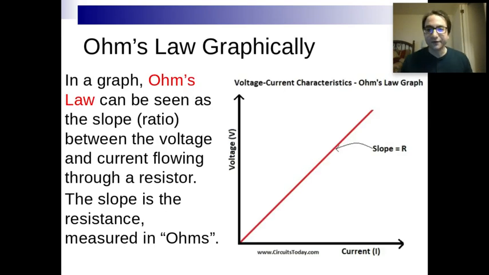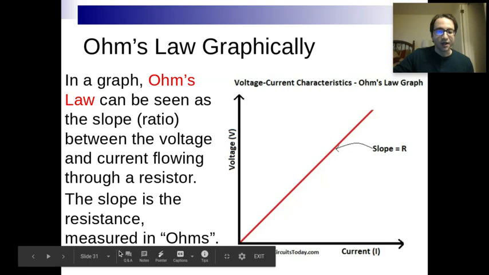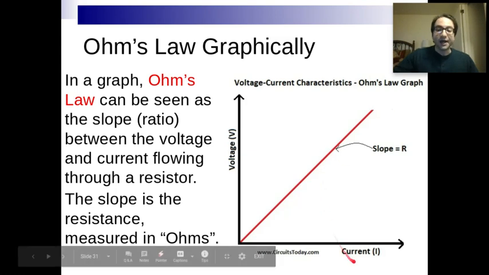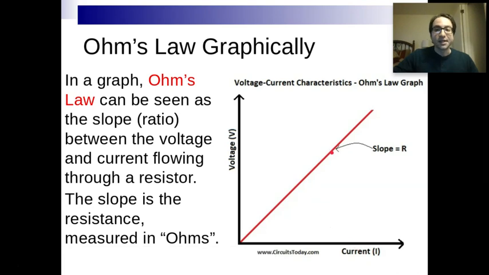So here's a graph of voltage on the y-axis and current on the x-axis. If we were to draw a graph relating these two factors within any single part of a circuit, we would see a constant increasing line, a linear graph that is, and the slope of that line would be the resistance value. So any voltage divided by any current at the same point is the resistance of any object in a circuit.